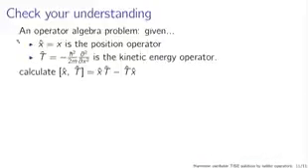To check your understanding, here is an operator algebra problem. Given that x hat is the position operator and t hat is the kinetic energy operator, essentially p squared over 2m, calculate the commutator of x and t. Now it's just defined as this. The one tip I have for you here is to be sure to include a test function when you expand out these terms, and when you take second derivatives, do it as a sequence of 2 steps. Don't just try and take the second derivative twice in one step. You may have to apply the product rule.